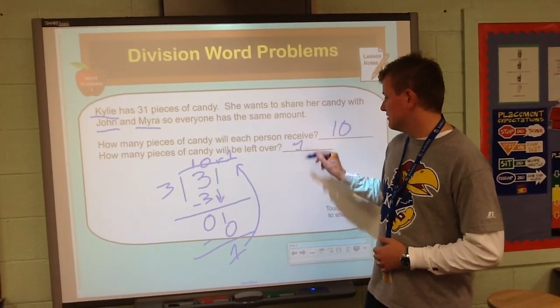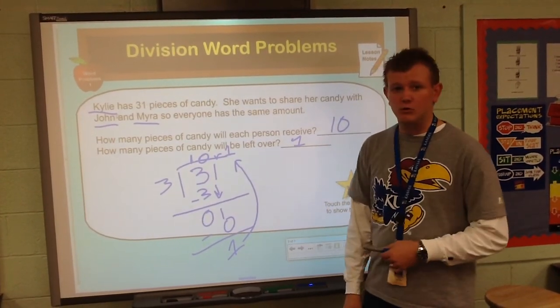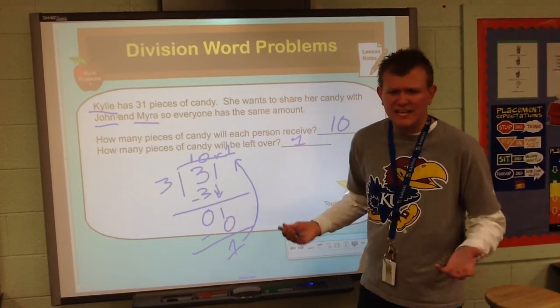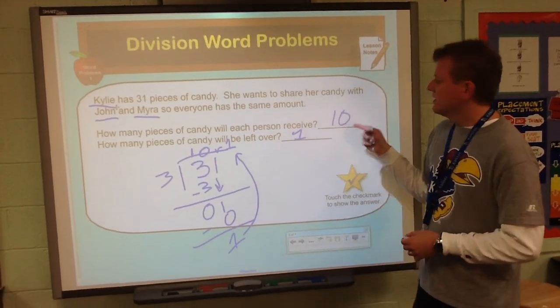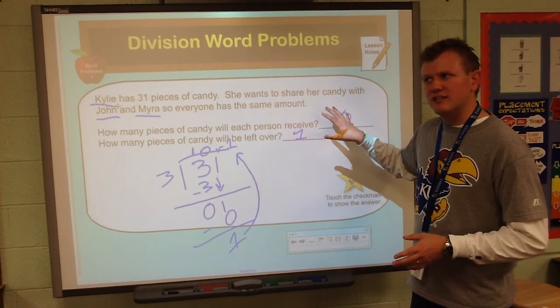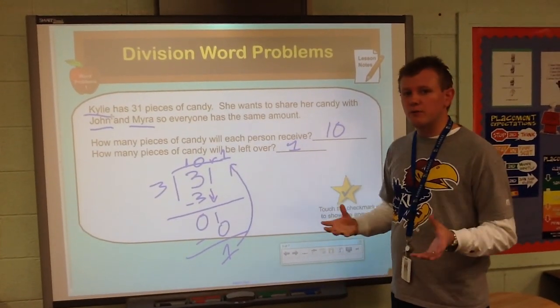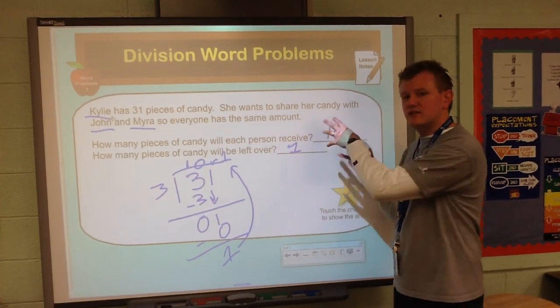So there's 1 piece. Everyone gets 10 pieces, and then I guess they'll have to draw straws maybe for that last piece. Or maybe Kylie will get it because it's her candy. You know, she should get that. Okay? So now we solved the division problem. We've interpreted it. We figured it out, and we put it up here. So we've solved the problem, and we've taken our math and put it into the word problem.